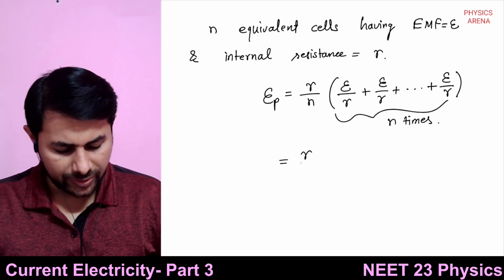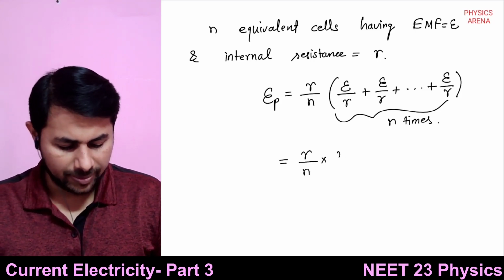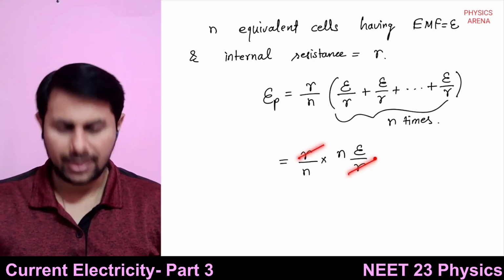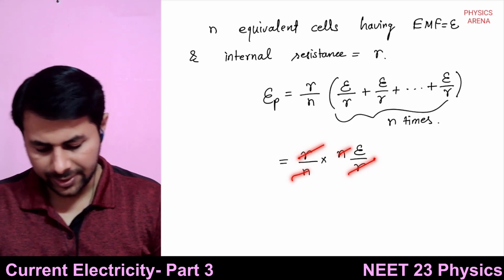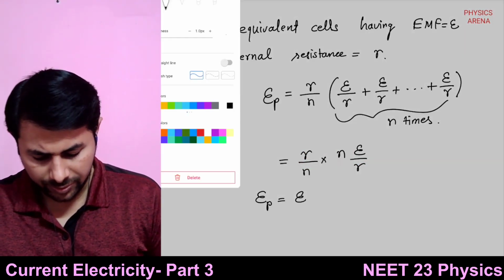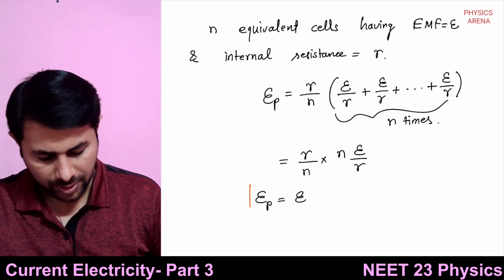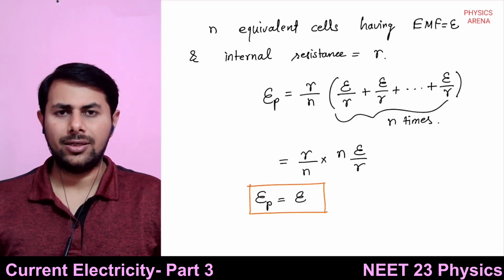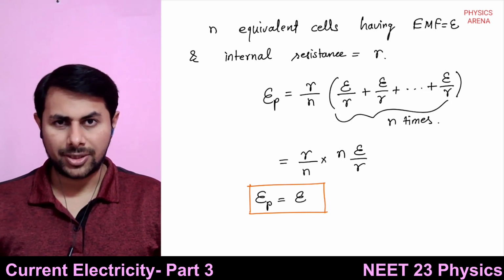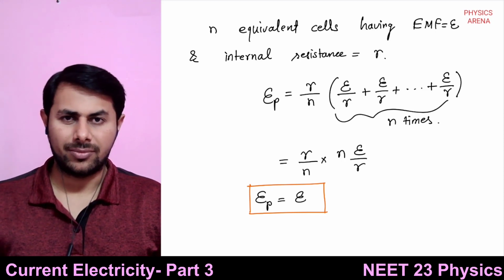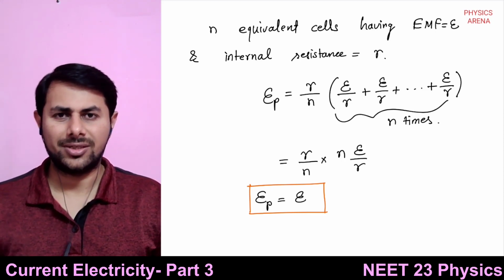So what do you get? You get R upon n multiplied by n times epsilon upon R. This R and R get cancelled, n and n get cancelled. So you have epsilon P is equal to epsilon. So if you connect identical cells in a parallel combination, what happens? The net EMF remains the same. EMF doesn't change.